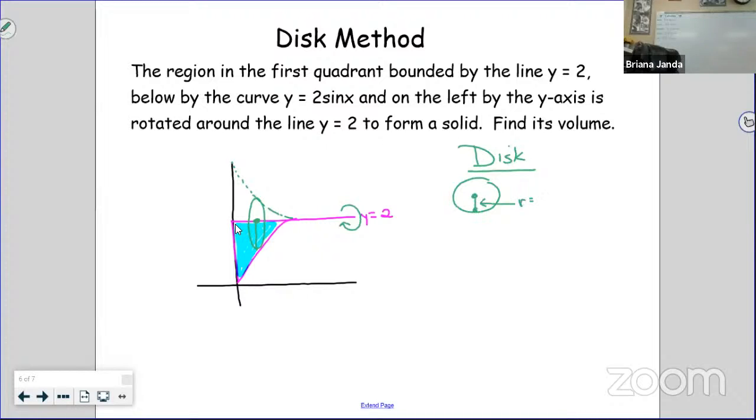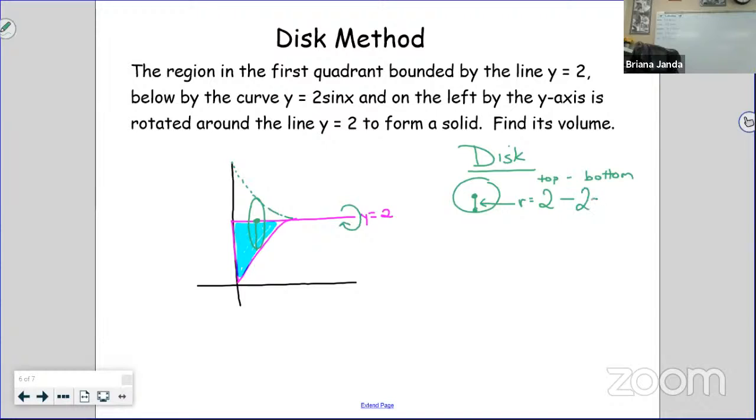Again, our axis of rotation is not an x or y axis. And so I have to consider my radius length to be the distance between my axis and my function. Well, I want to go the direction I know. So top minus bottom: my top function would be 2, and my bottom function would be 2 sine x.